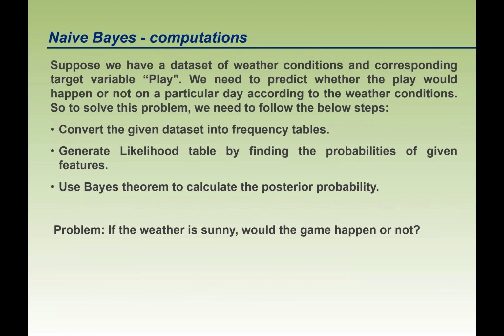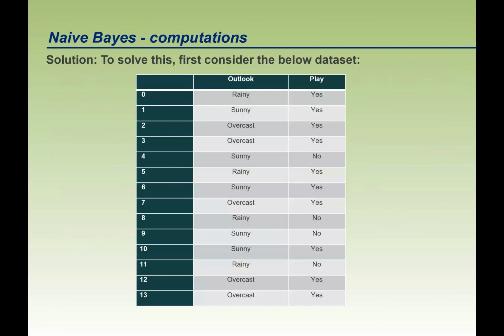Convert the given data set into frequency tables. Generate likelihood table by finding the probabilities of given features. Use Bayes theorem to calculate the posterior probability. The problem here, once again, is that if the weather is sunny, would the game happen or not? So this is the data set we are having based on the past records on 14 days, 0 to 13. Now, depending upon the weather cast or outlook, the game happened or not, yes or no. So that is the data.